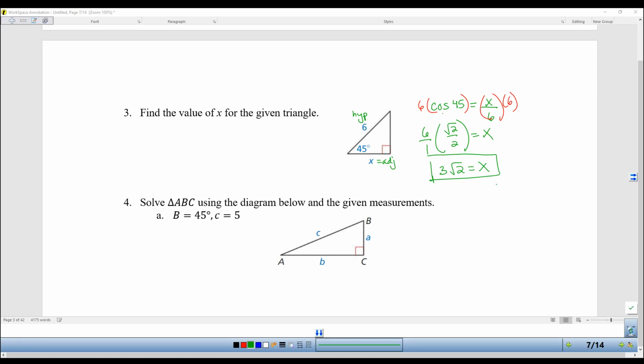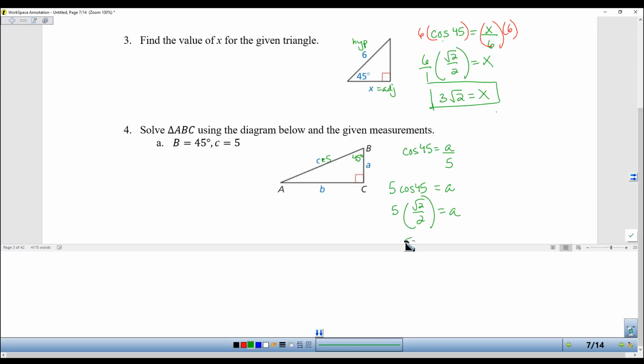For A, B is 45 degrees. So I'm going to go ahead and fill that in, 45 degrees, and C is 5. And I want to know both A and B, and I know the hypotenuse. So to find A, I can use adjacent. Cosine of 45 is adjacent over hypotenuse. So A is going to be 5 times cosine of 45. Cosine of 45 is square root of 2 over 2. And so A is 5 square roots of 2 over 2.